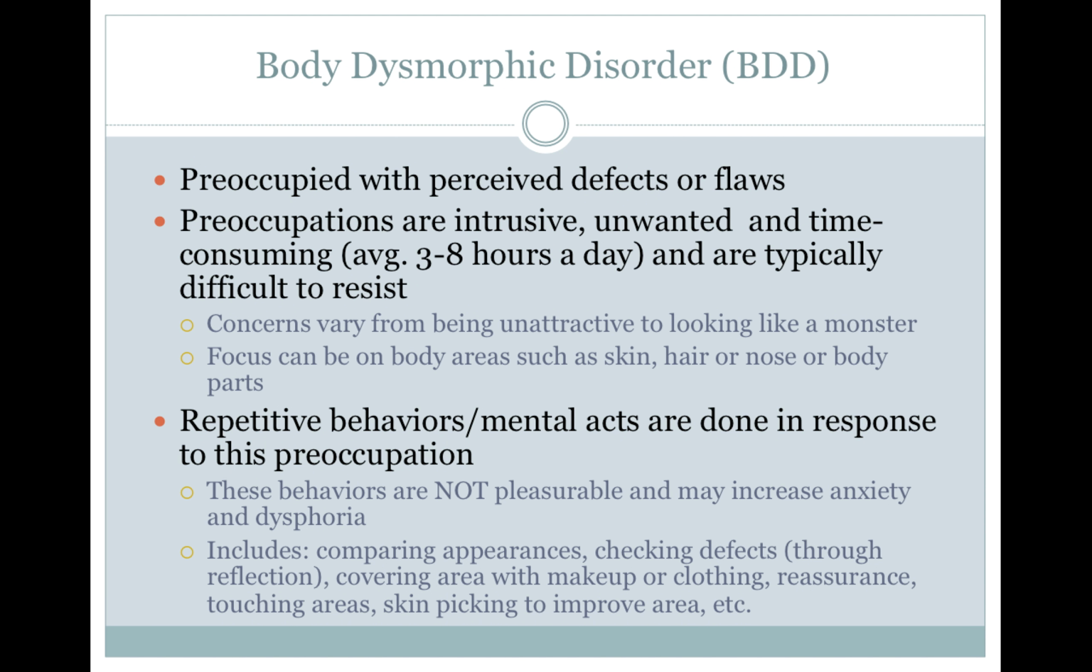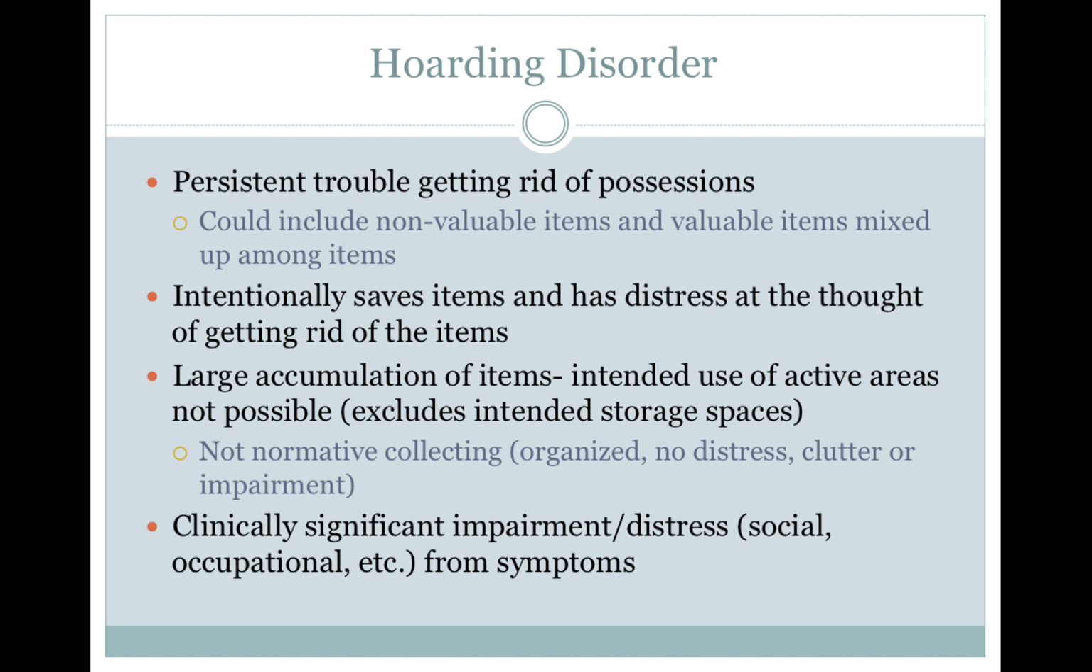Individuals with BDD often spend a lot of time thinking and dealing with obsessions that there's something unattractive about them, or they might focus on a specific body area. They often engage in behaviors that might include covering that area up with makeup, comparing their appearances, asking reassurance, touching the areas, or skin picking, etc. As you can see, it looks like there's a lot of overlap, right? An obsession and a compulsion here, but BDD is a specific disorder that focuses on perceived defects or flaws that the individual sees in themselves.